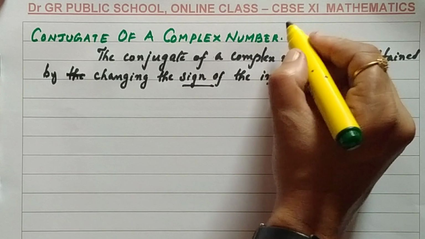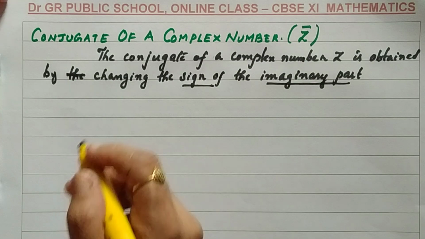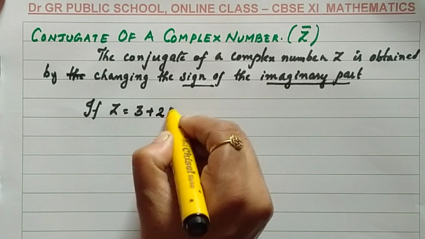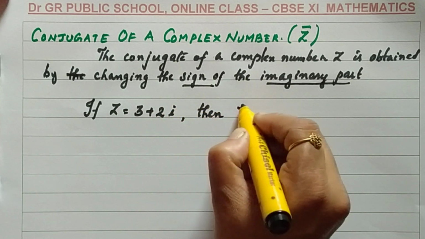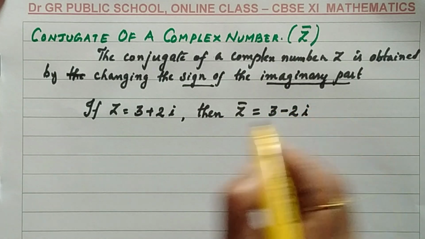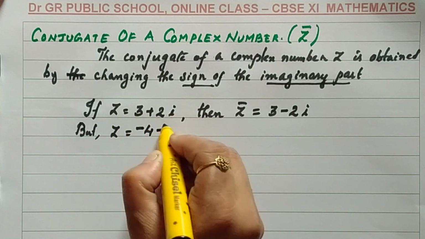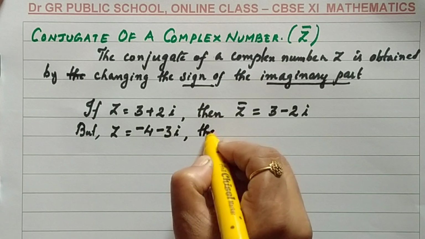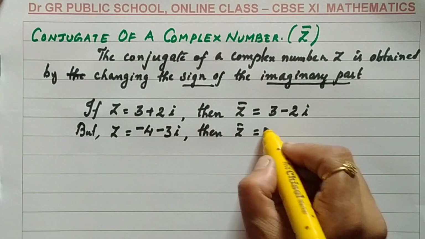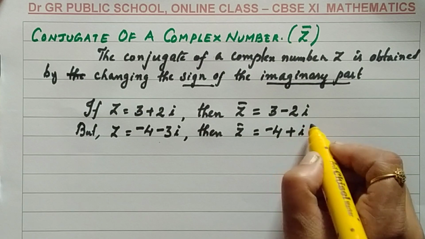The conjugate of a complex number Z is usually denoted as Z bar. Read it as Z bar. So, if Z equals 3 plus 2i, then its conjugate Z bar equals, change the sign of the imaginary part alone, that is 3 minus 2i. But if Z equals minus 4 minus 3i, then its conjugate Z bar equals, change the sign of the imaginary part alone, minus 4 plus i3 or 3i, both are same.